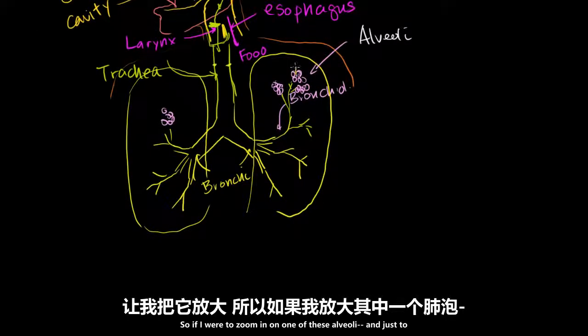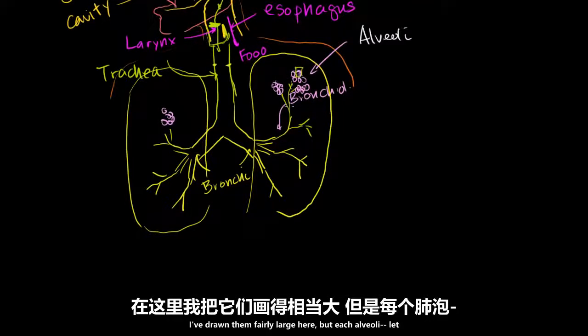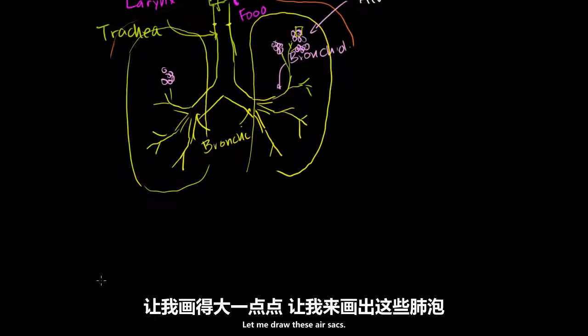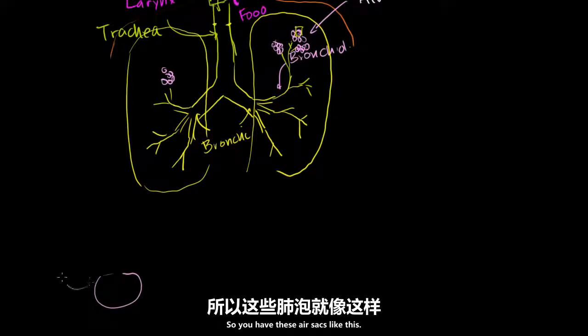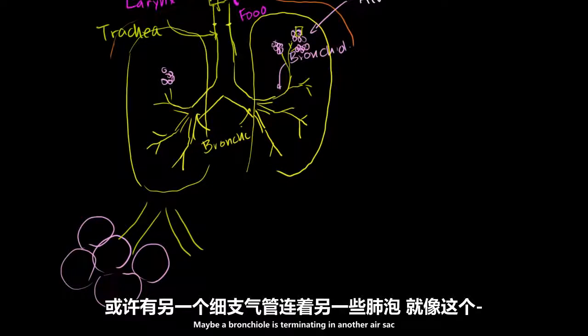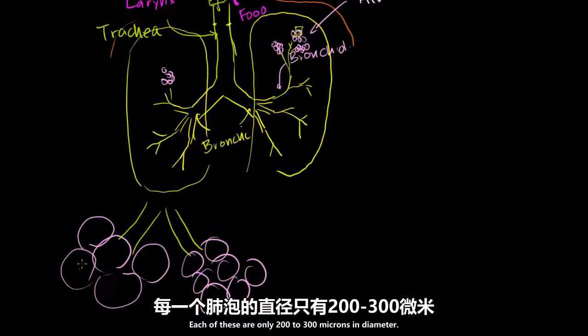So if I were to zoom in on one of these alveoli, and just to give you an idea, these are super duper duper small. I've drawn them fairly large here, but each alveoli, let me draw a little bit bigger. So let me draw these air sacs. So you have these air sacs like this, and then you have a bronchiole that's terminating in that air sac. Maybe a bronchiole is terminating in another air sac, just like that. Another set of air sacs just like that. Each of these are only 200 to 300 microns in diameter.